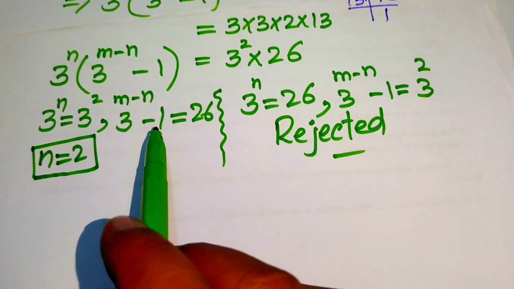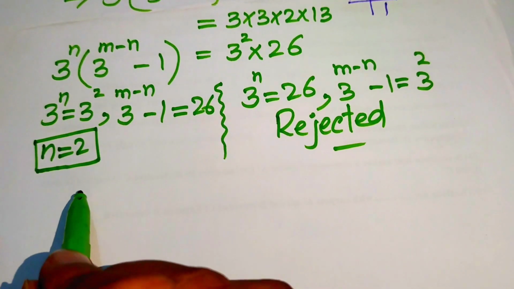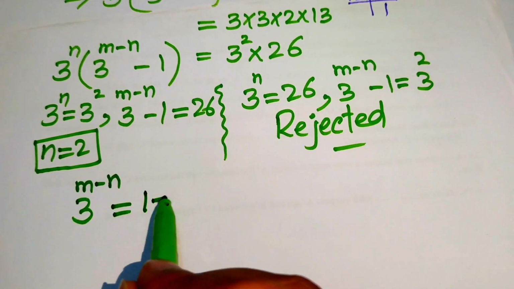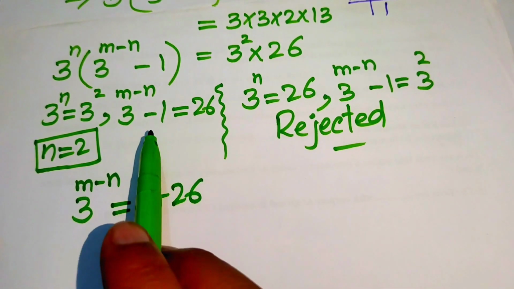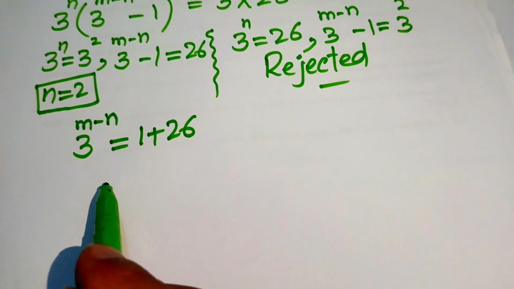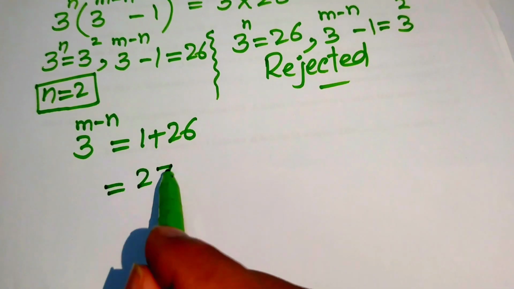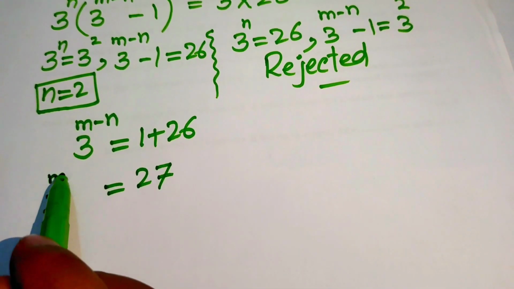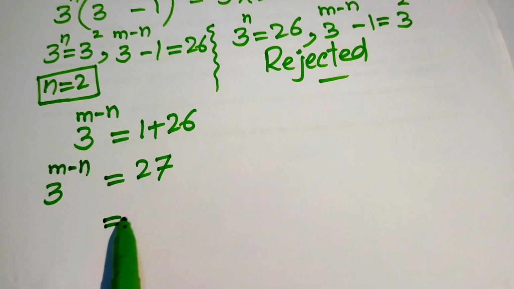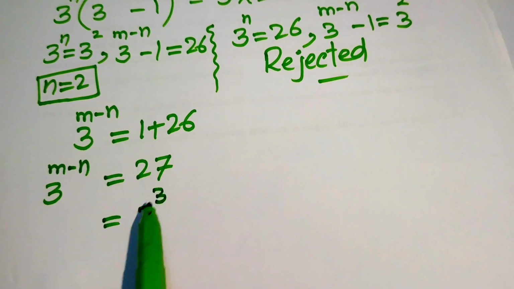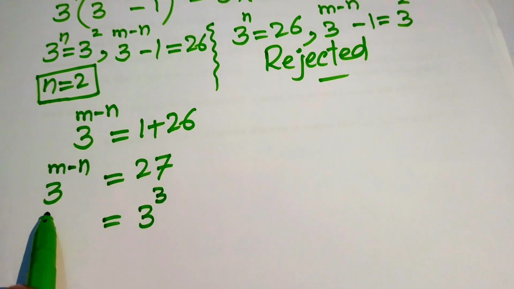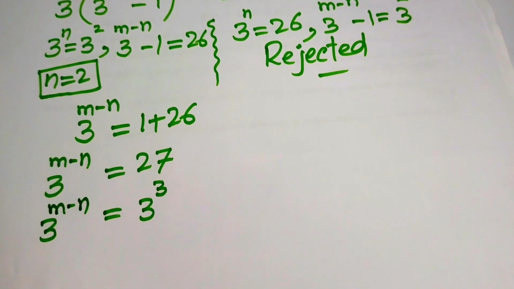In this equation, first we move this minus 1 to the right hand side, and it is written as 3 to the power of m minus n equals 1 plus 26, because when we move the minus 1 to the right hand side it becomes plus 1, and 1 plus 26 equals 27. On the left hand side we have 3 to the power of m minus n. Now we rewrite 27 as 3 to the power of 3, because we know that 3 to the power of 3 equals 27.